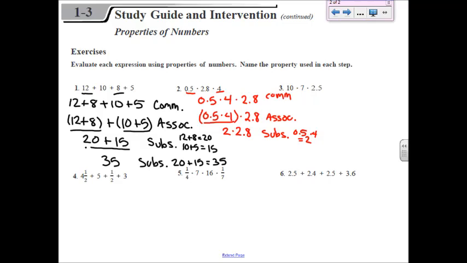And the last step is 2 times 2.8 is 5.6. 2 times 2 is 4, 2 times 0.8 is 1.6. Add those two together and we get 5.6. And again, that's substitution. Okay.